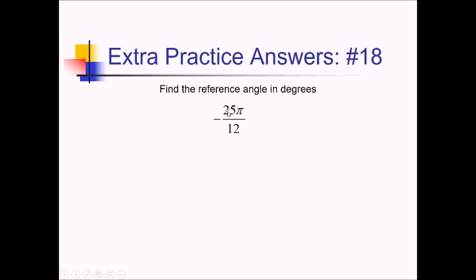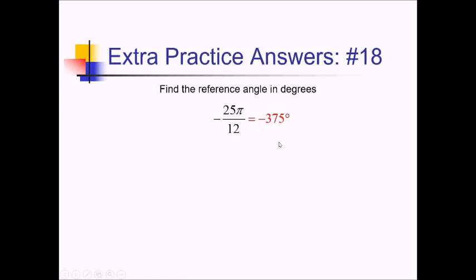But what's negative 25 times 15? Well, 10 times 25 would be 250. 5 times 25 would be 125. 250 plus 125 is 375, and that's negative. So that's how I did it mentally. You could have just done 15 times 25 long multiplication, and that would eventually get you there. So anyway, what's the reference angle for negative 375 degrees?